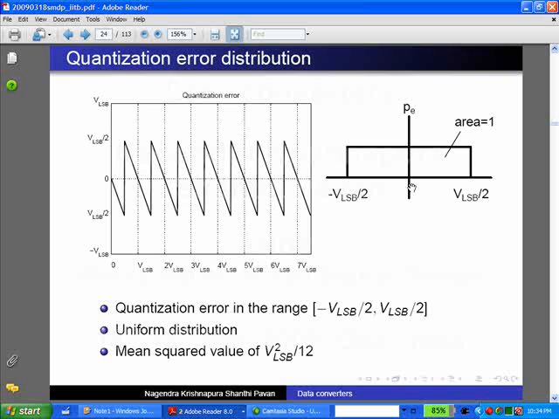No, absolutely. See, you can always find a signal for which this is not true. For instance, if I give a DC, the quantization error will be constant for all time, and there is no distribution here. I am assuming that the signal varies over some range. What I am saying is, for most signals, it is likely to be uniform.